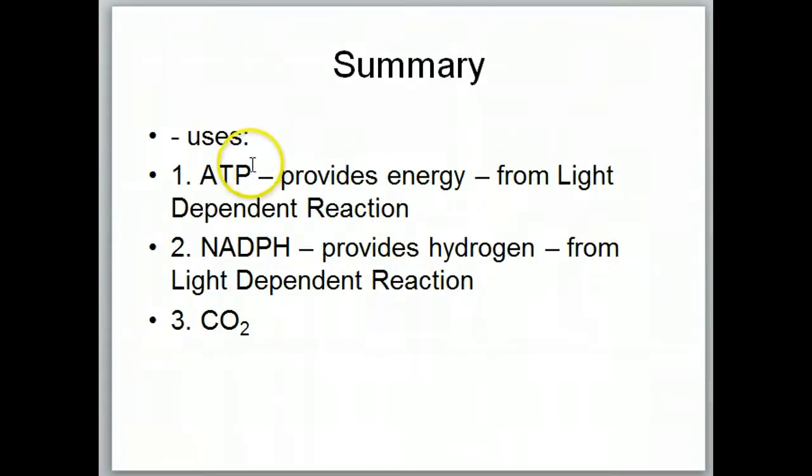Okay, so a summary of what happens in this Calvin cycle is the Calvin cycle is going to use ATP, and ATP provides the energy. That ATP came from the light-dependent reaction. It is also going to use NADPH. This is going to provide hydrogen, and like the ATP, the NADPH came from the light-dependent reaction, and this process of the Calvin cycle uses carbon dioxide.